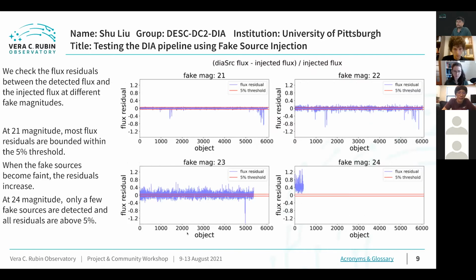Okay, next slide, please. Here we check the flux residuals between the detected flux and the injected flux at different fake magnitudes. The flux residual is defined as the detected flux minus injected flux, divided by the injected flux. On the plots, the purple represents the flux residual, and the red represents the 5% threshold. We find that at 21 magnitude, most flux residuals are bounded within the 5% threshold. When the fake sources become faint, the residuals increase. At 24 magnitude, only a few fake sources are detected, and all residuals are above the 5% threshold. Next slide, please.